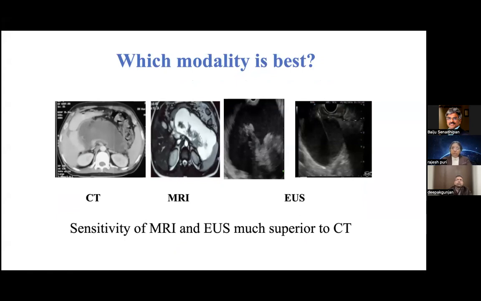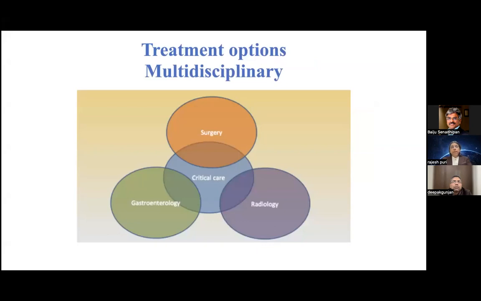And how can you differentiate? History is very important. Otherwise, MRI is superior to the CT scan or endoscopic ultrasound. Even a transabdominal ultrasound can also differentiate whether you are dealing with the pseudocyst or the walled-off pancreatic necrosis. Treatment option is very important when you are dealing with the pancreatic fluid collection.